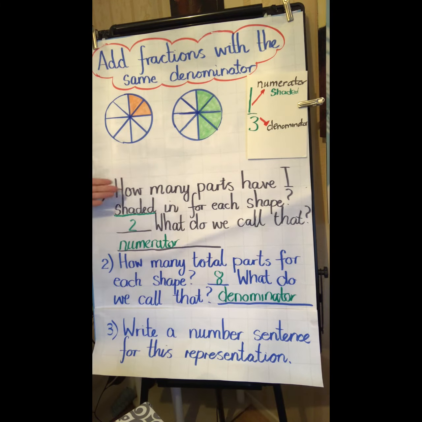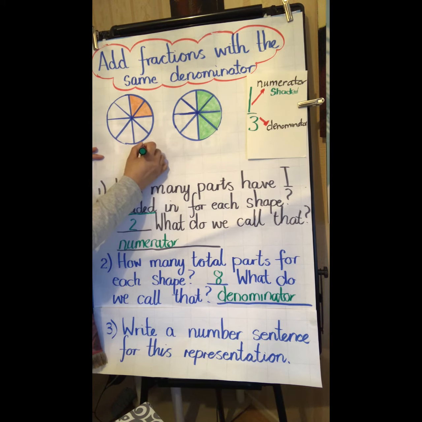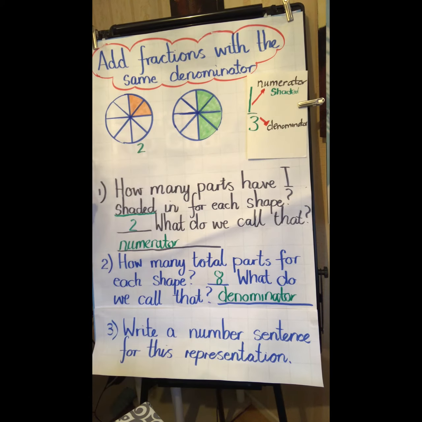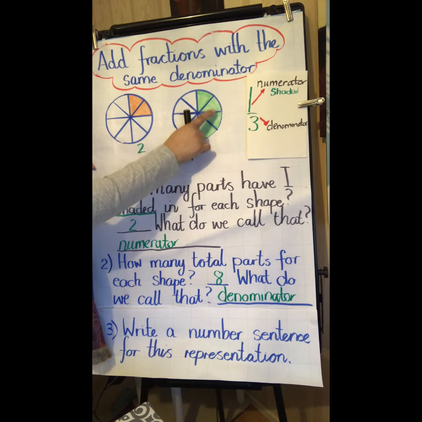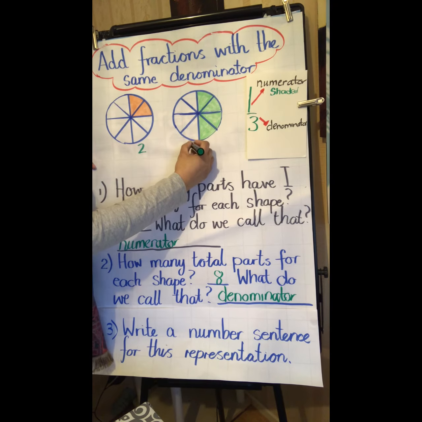Now that we know what is our numerator and what's our denominator, let's read question 3. Write a number sentence for this representation. So let's see, how many parts have I colored in there? That's right, I've colored in 2 parts. And how many parts have I colored in there? Let's count. 1, 2, 3, 4. So I've colored in 4 parts.